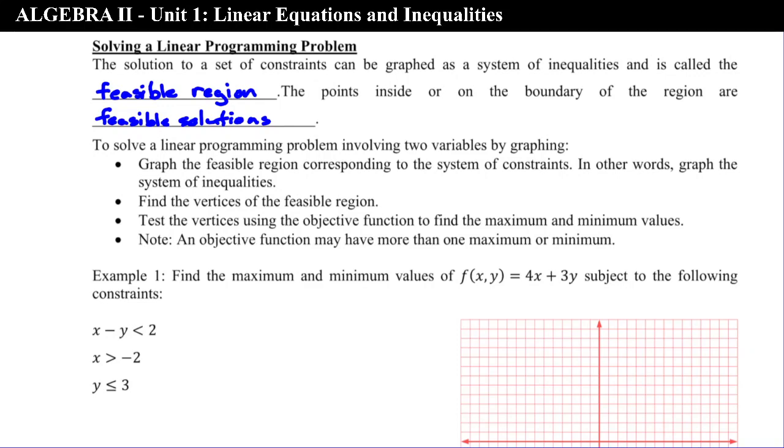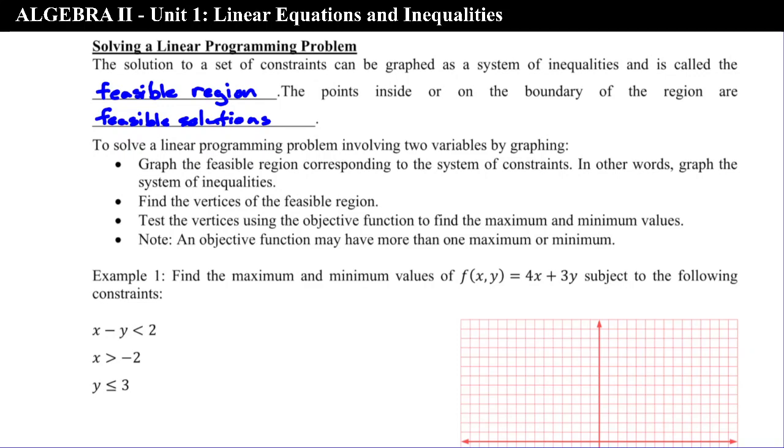Then we're going to find the vertices of the feasible region. So once you graph the region, you're going to have corners of that shaded area, and those are the vertices of that region. We're going to test those vertices. Each one's going to come with an x and y coordinate in the objective function to find our maximum and minimum values, and that will be our answer to the problem.